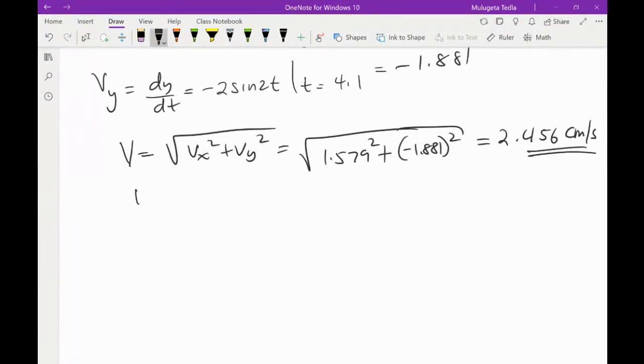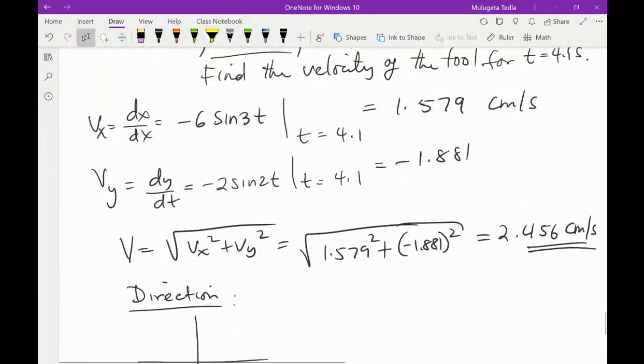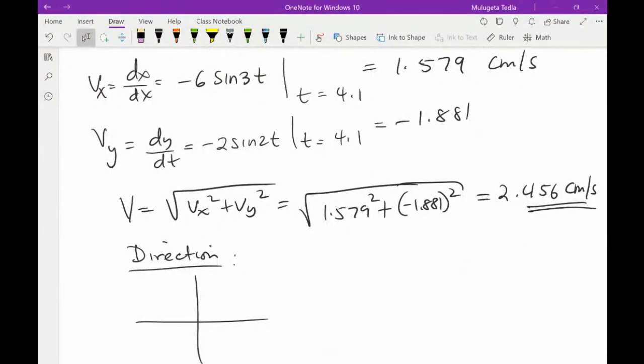Now, what is the direction? Direction is theta. Where is the velocity vector? It's positive and negative, so it's in the fourth quadrant. You see that? X is positive, Y is negative. It's in the fourth quadrant.